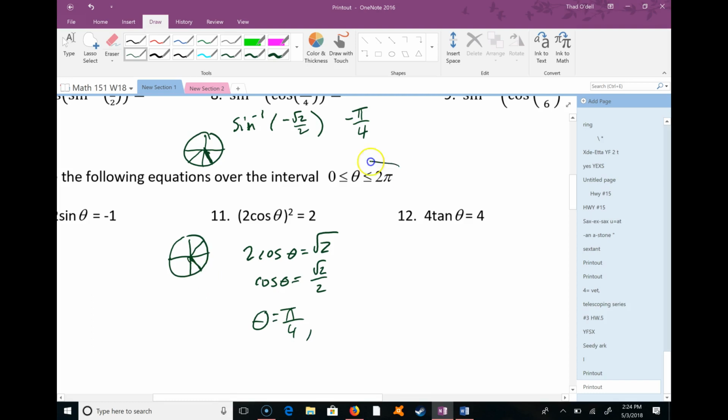But of course, up here I said look between just 0 and 2 pi, so I want to pick 7 pi over 4. And of course I could spin around the circle more and hit this again. In other words, if I went all the way around the circle and landed there, that would be 9 pi over 4. But I don't include that in my answer because it said look just between 0 and 2 pi. So we'll throw that one out. Okay?